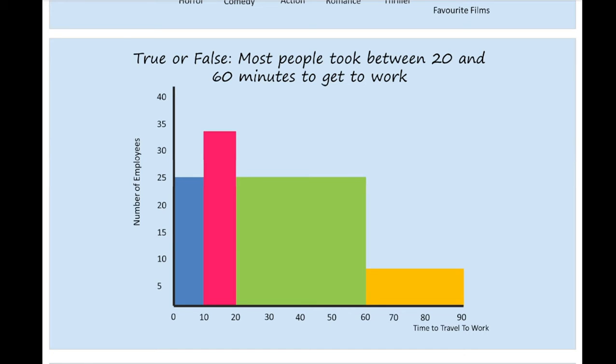That means 25 employees took anywhere between 20 and 60 minutes to get to work. Just because the bars are wider does not necessarily mean that there are more people in it, right? Because we're still looking at the specific height of our bars to give us an idea of the number of people.